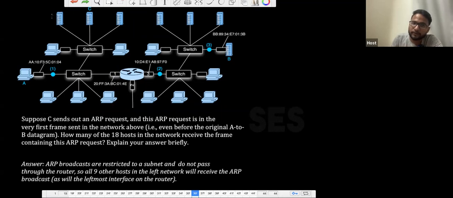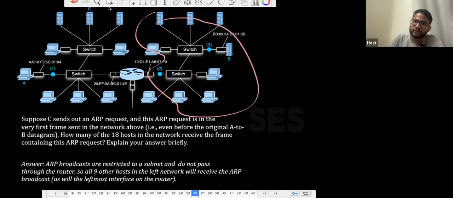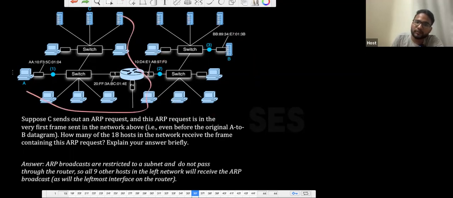So how many hosts are there in this network? 1, 2, 3, 4, 5, 6, 7, 8, and then this 9, right? Total 9. So basically, C will send its broadcast message to 8 hosts and 1 router, 9 total. ARP broadcasts are restricted to the subnet and do not pass through the router. So all 9 other hosts in the left network will receive the ARP broadcast. None of these others will receive it. Only these will receive the ARP broadcast if C is sending out some ARP packet.